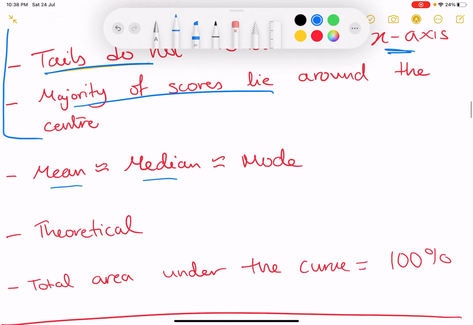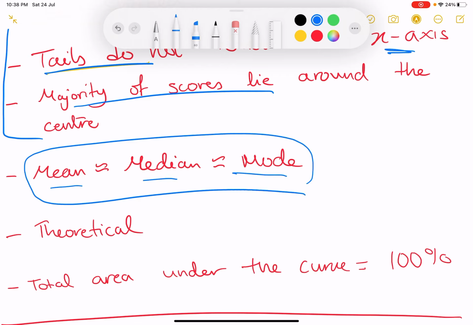Then the mean, median, and mode are almost equal in a normally distributed graph. And this graph is a theoretical one, so it's not real. We just assume that the data is normally distributed, but in reality it's not. And the total area under the curve is 100.